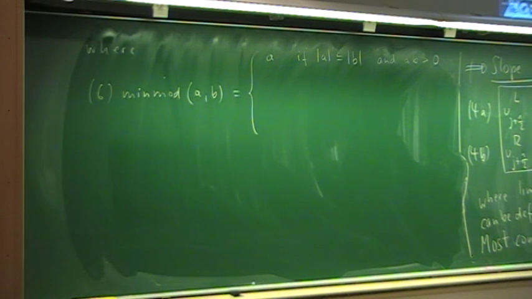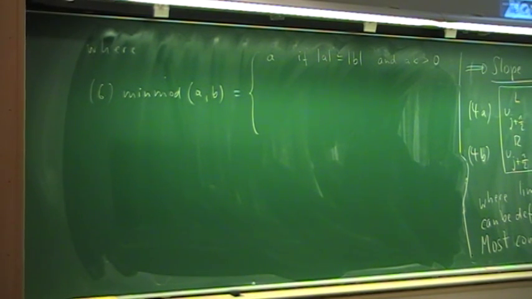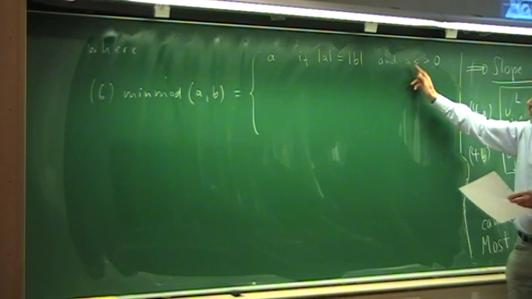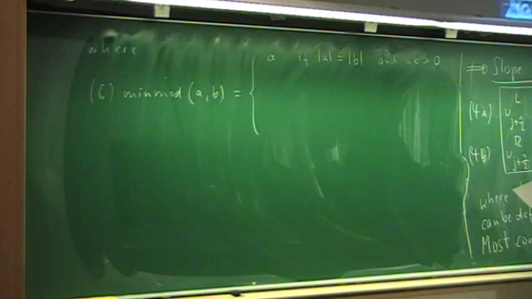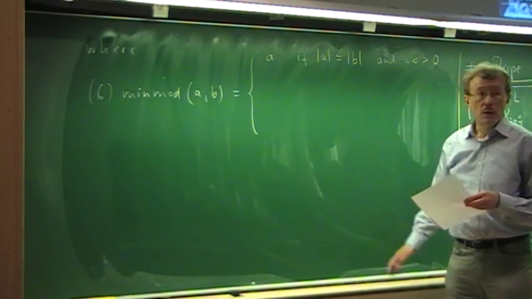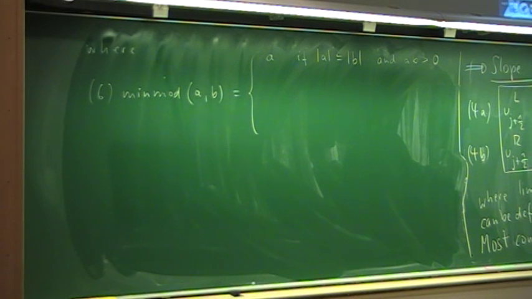So in our case, on the left, both slopes were positive. So then this product was positive. And then we take the one that has the smallest magnitude. In that case, it was the slope to the left.